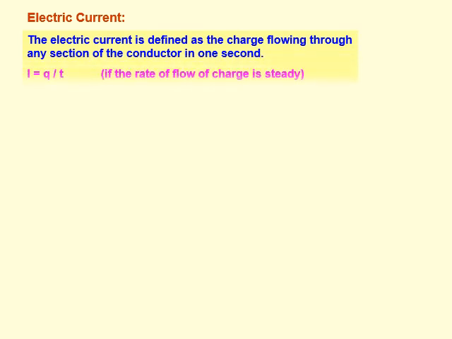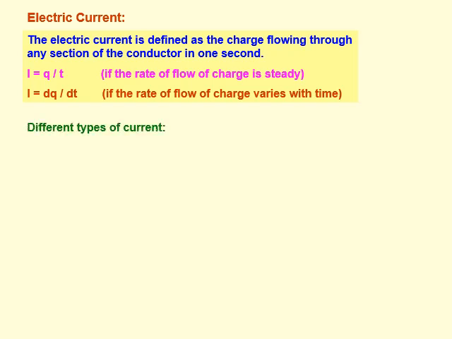Mathematically, electric current is defined as the rate of flow of charge, or the amount of electric charge flowing through any cross section of the conductor per unit time or per second. So if Q is the electric charge flowing through any cross section of the conductor in time t, and if the flow of electric charge in the conductor is uniform, then electric current I is equal to Q by t. If the flow of electric charge in the conductor varies with time and dq be an elemental charge flowing through the conductor in time dt, then the instantaneous electric current through the conductor is given by I equals dq by dt.